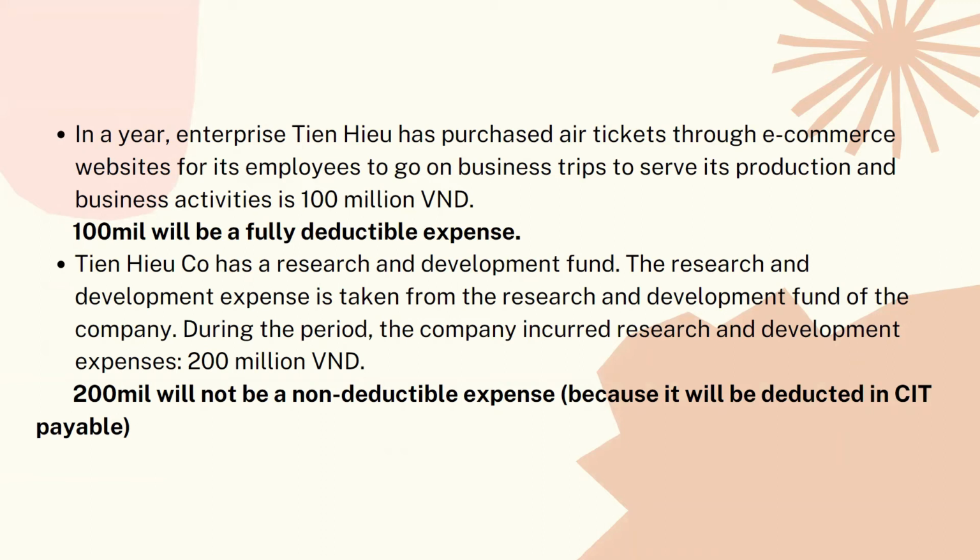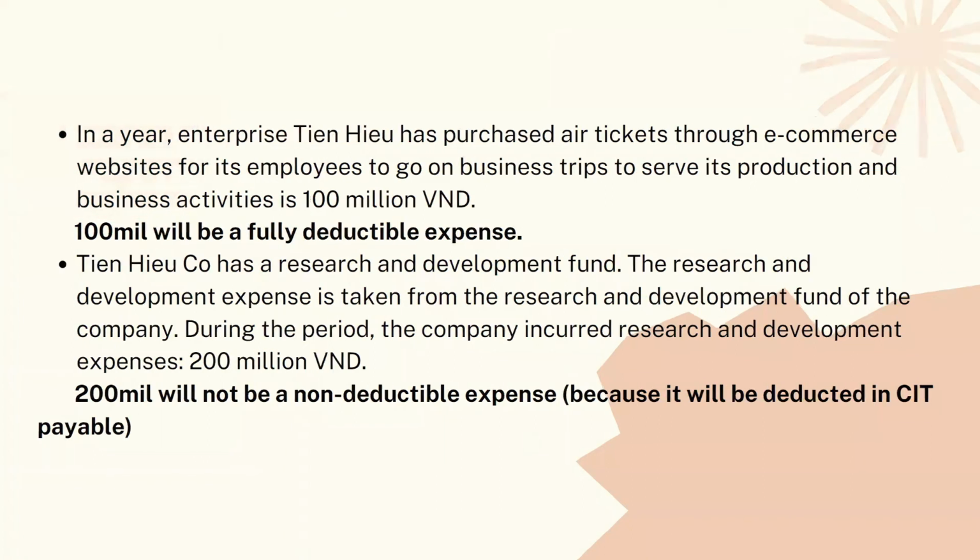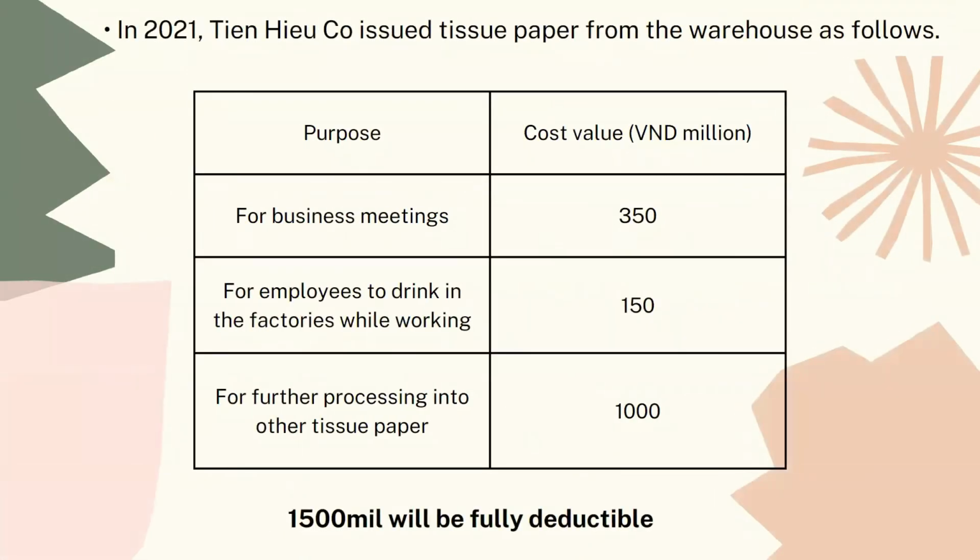The next example for expense is the company has a research and development fund, and this expense is taken from the research and development fund of the company, valued at 100 million. So 200 million will not be a non-deductible expense in this case. And now you can see on the slide another example: Tiên Hiếu issues tissue paper from the warehouse as following, and 1,500 million will be fully deductible.